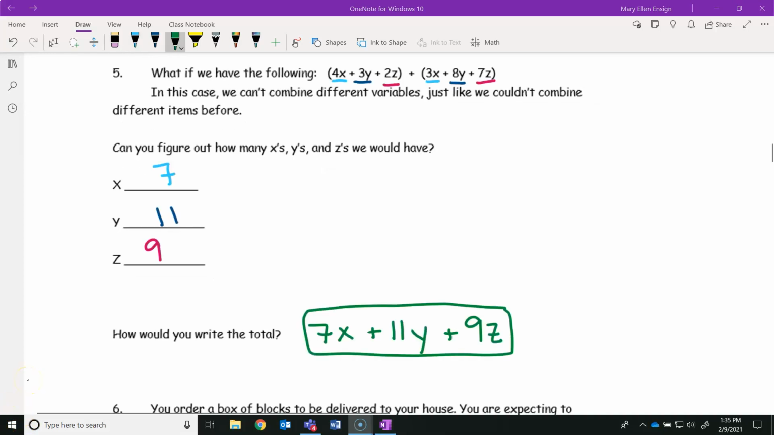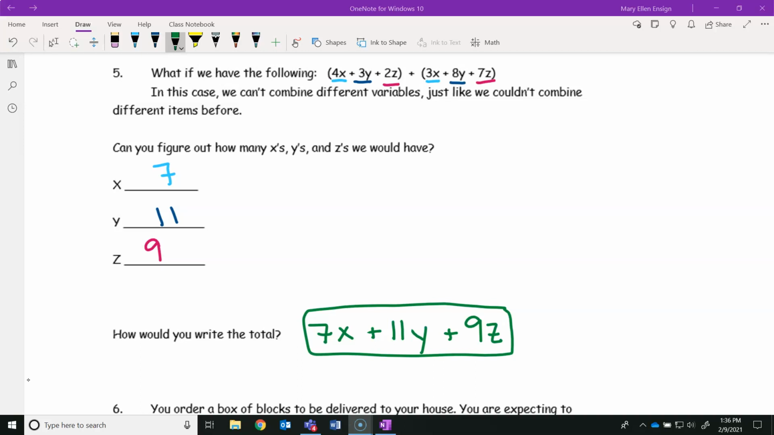Okay, so once you come back, again, I used the color coding up here to help us. Anytime there was an X, I underlined it in light blue. If there was a Y, I underlined it in dark blue. And if there was a Z, I underlined it in the red color there, the magenta. So then here, this is not generally how we write it, but I was just asking you, okay, how many X's do we have? Well, we have 4 plus 3. So that's 7, 11 Y's, 9 Z's, and then this is how we would write it, right? 7X plus 11Y plus 9Z.